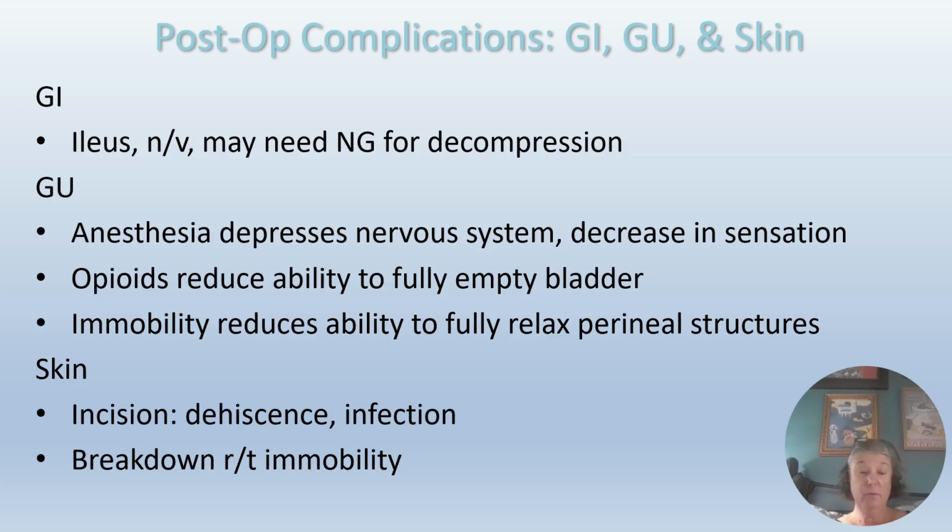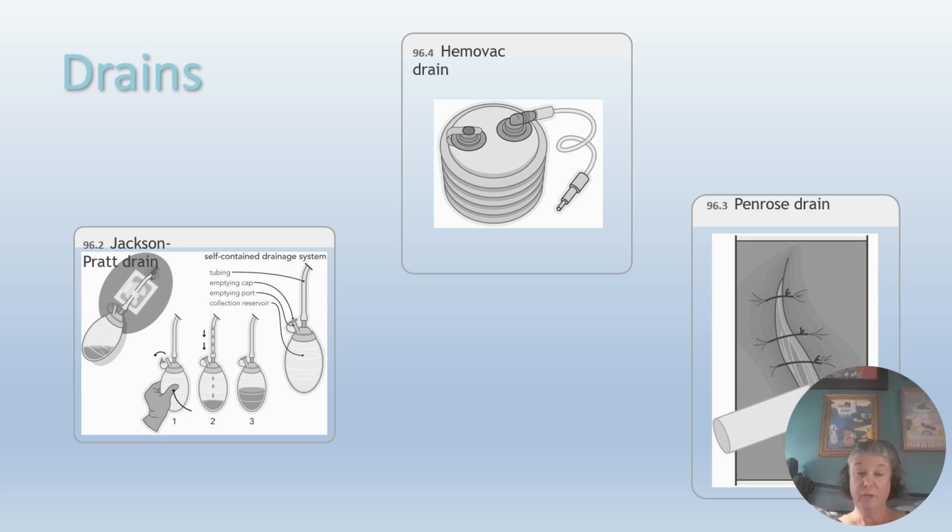And then of course we worry about skin complications. These are some drains that you're gonna see. A Jackson Pratt looks like a little grenade. A Hemovac looks like an accordion, right? And then your Penrose just kind of sticks in and drains straight out. It's just a tube. I am most familiar with probably the Jackson Pratt, which is what I saw most often. We would get patients with Hemovacs as well.